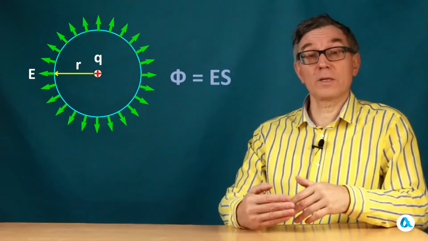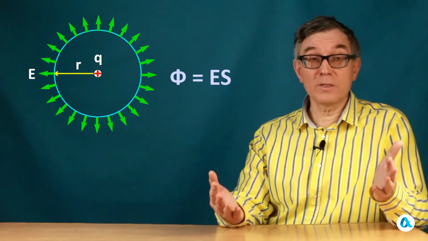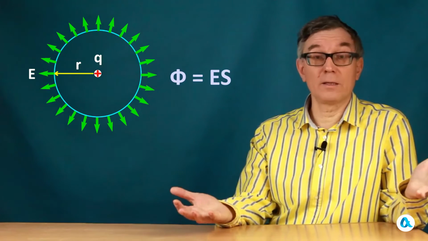In this case, the electric field intensity vector is the same everywhere on the surface of the sphere and is perpendicular to it everywhere. It is directed along the radius, and then the flux can be found by simply multiplying the magnitude of the electric field intensity E by the surface area of the sphere, S.